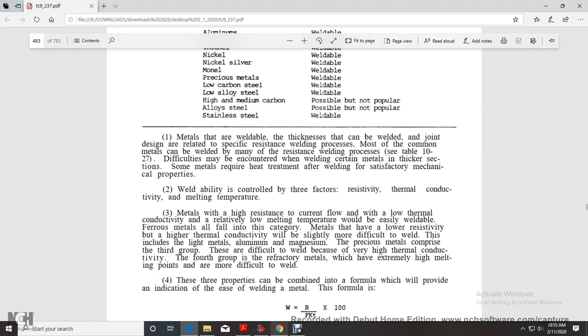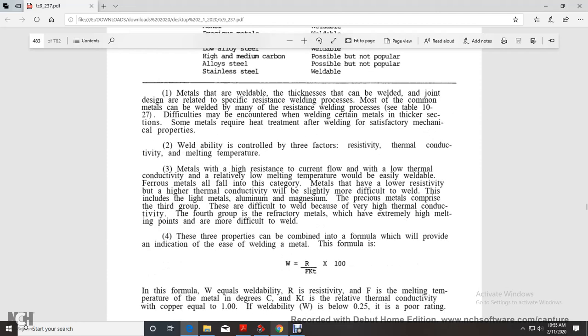Weldability is controlled by three factors: resistivity, thermal conductivity, and melting temperature. Metals with high resistance to current flow, low thermal conductivity, and relatively low melting temperatures are easily welded. The ferrous metals all fall in this category. Metals that have low resistivity with higher thermal conductivity are likely more difficult to weld. This includes the light metals, aluminum and magnesium, which require a compromise in the process.